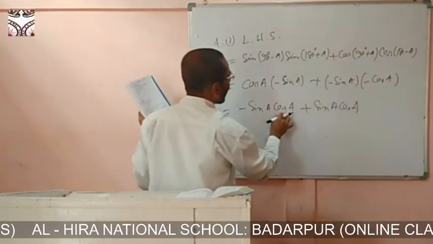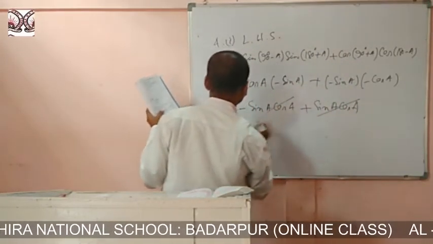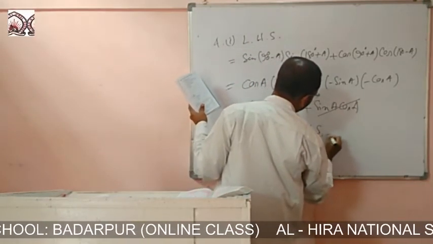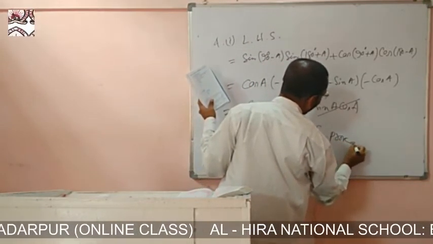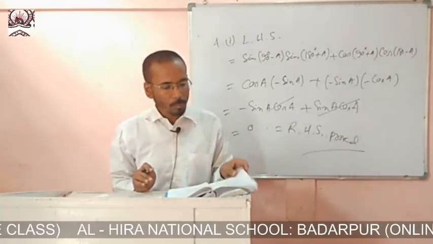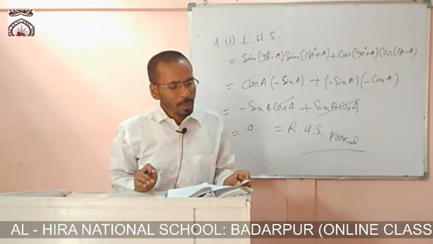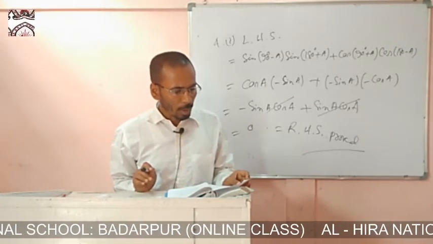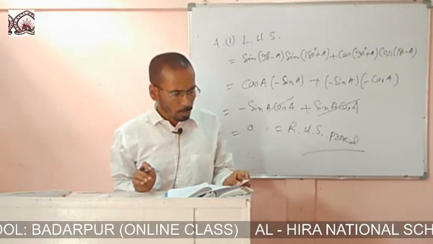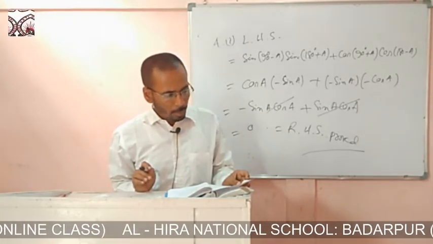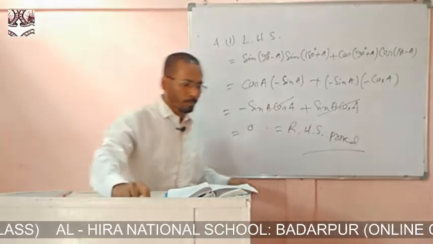So sin A cos A minus sin A cos A cancel. So this will be 0, equal to RHS. Proved. Like this you can do. Number 2, number 3, you can put in the values and find the solution, and number 4 is also like that. And number 5 I am doing here.